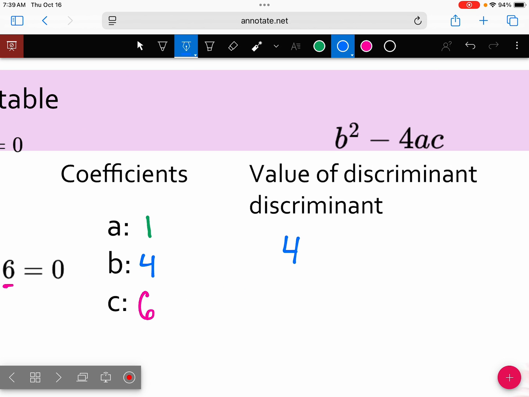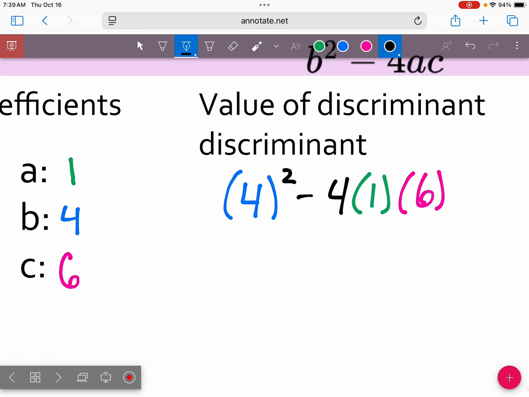We have our 4 squared minus 4 times 1 times 6. Substituting in our pieces. Simplifying as much as we can. What do we get as the value of our discriminant? What do we get when we simplify 4 squared minus 4 times 1 times 6? Negative 8.